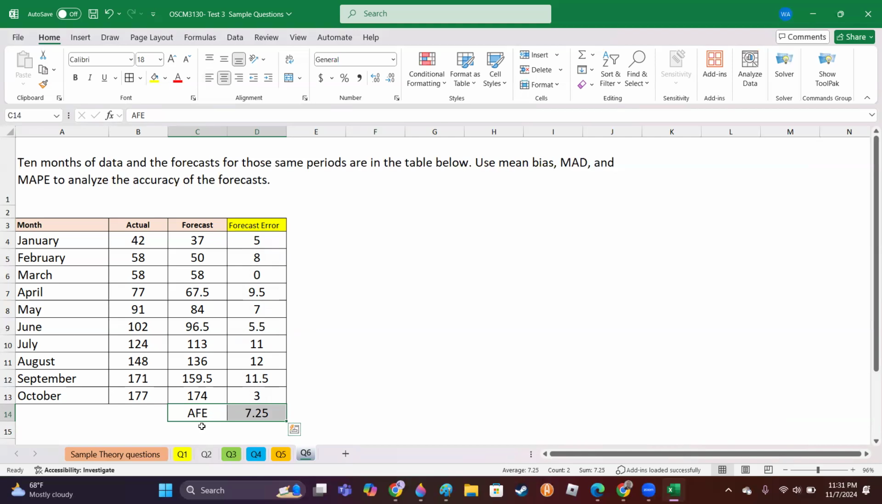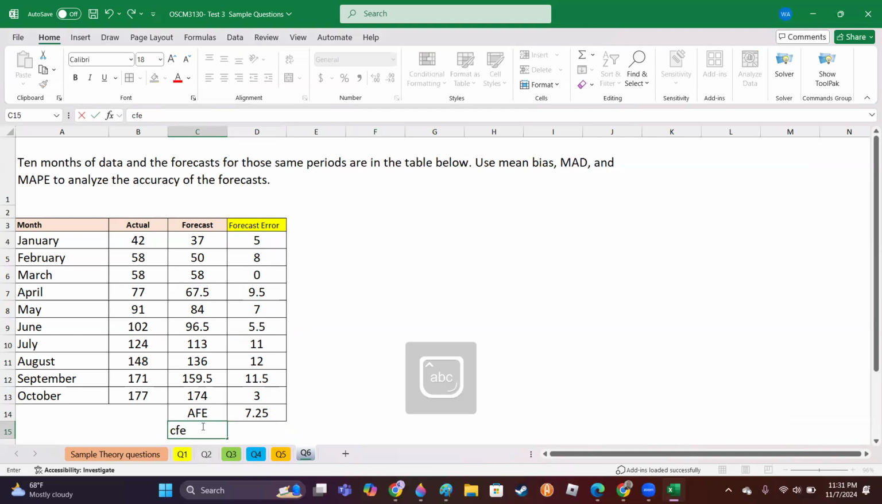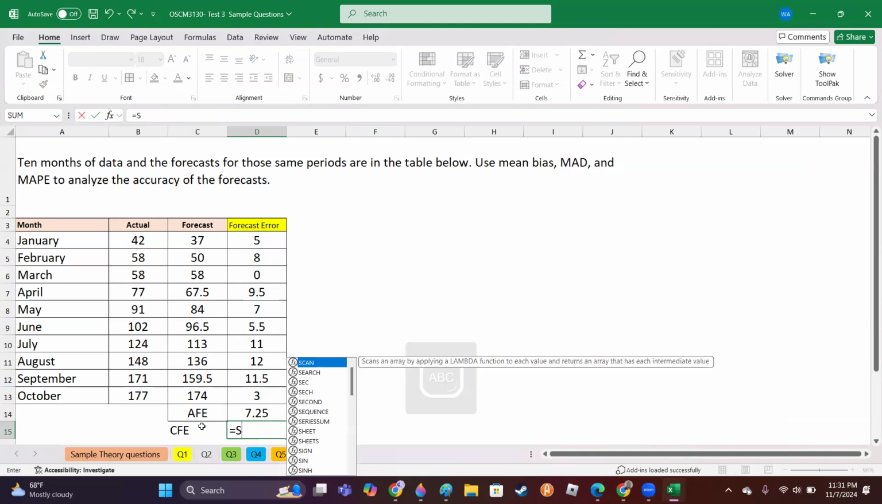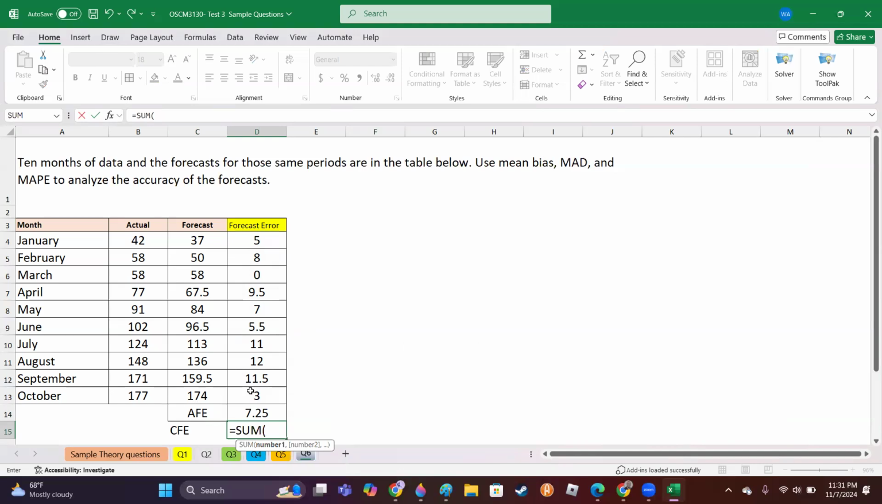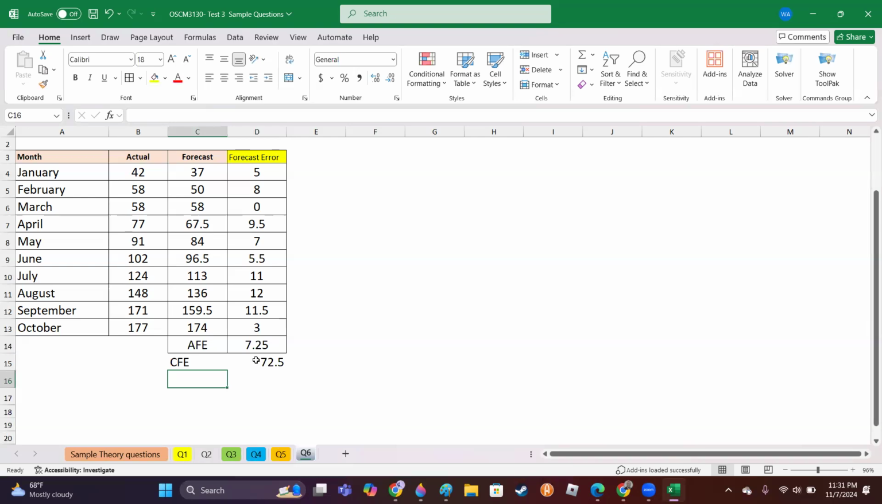If this question had asked you to calculate the cumulative forecast error, CFE, then you'd have just summed them up. Sum up all the errors that you have here. Okay, and our CFE is 72.5. Okay, so the question is asking for your mean bias. That means you're looking for the average forecast error.